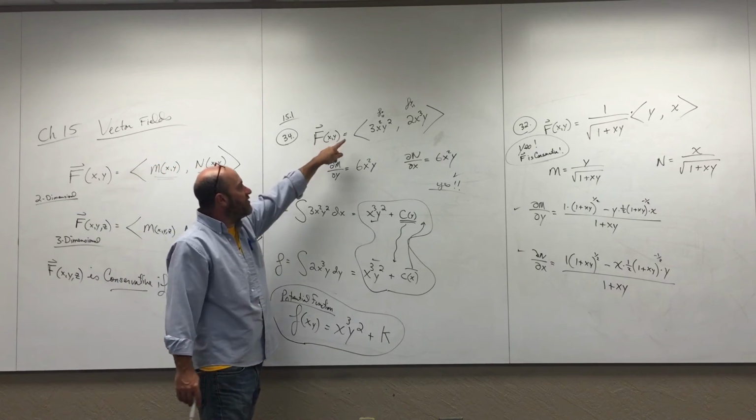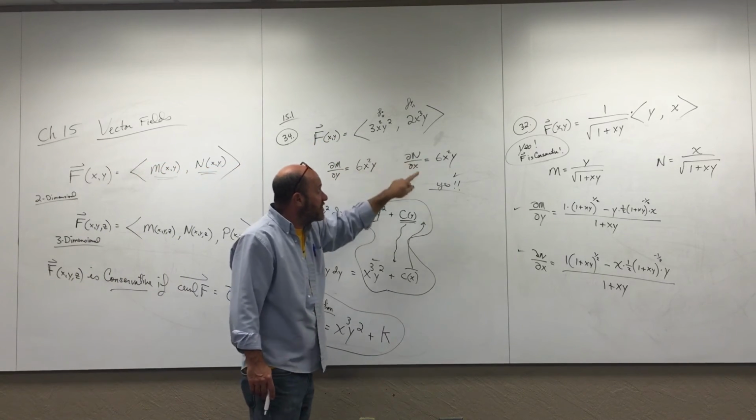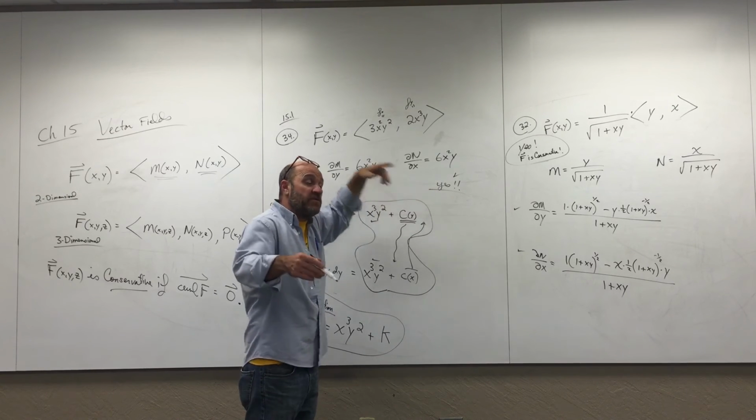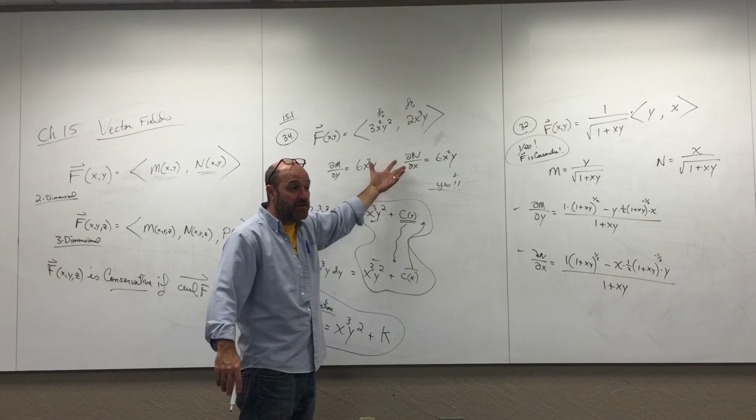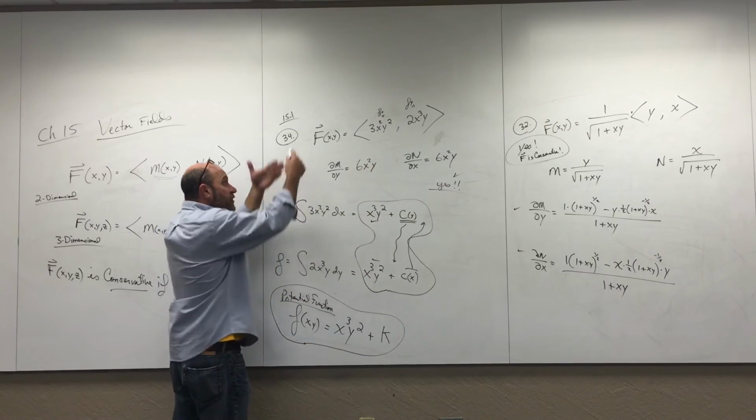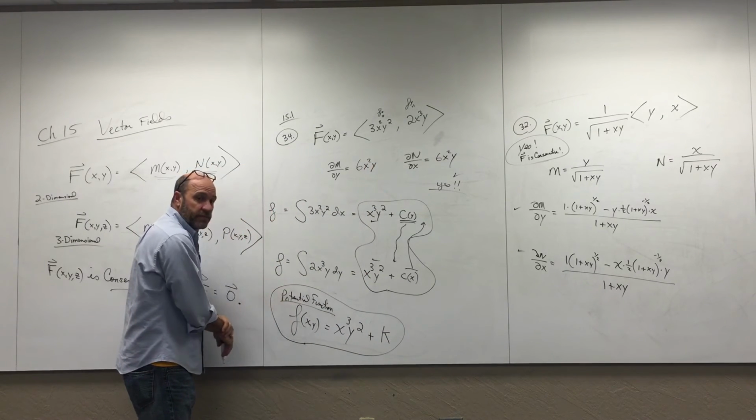We were presented with a vector field. We tested it. It was a conservative vector field, which meant it was the gradient of somebody, some potential function. Please find the potential function. We did. You have to integrate to get back to the potential function.